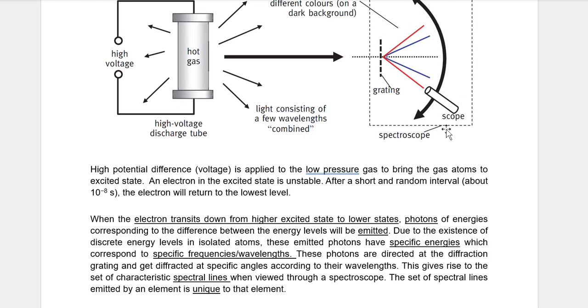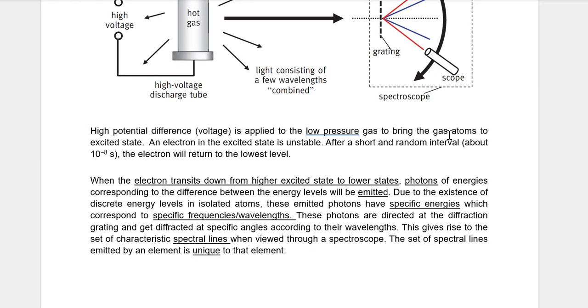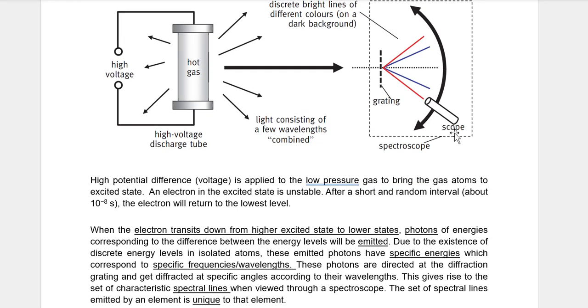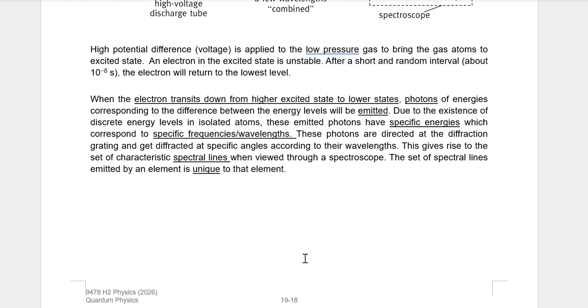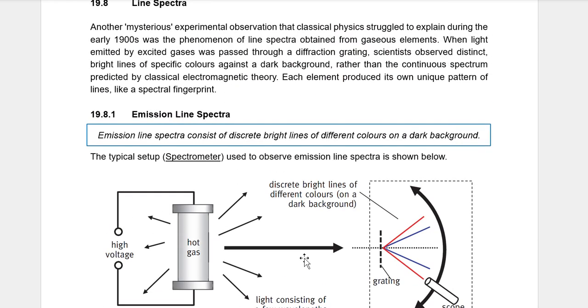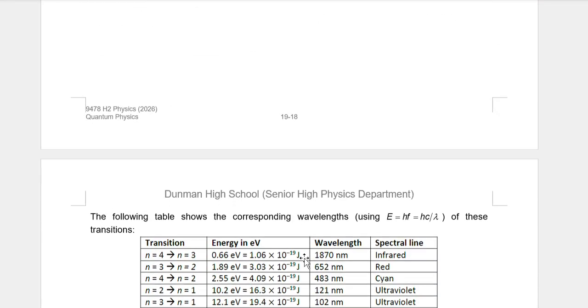In the exam, if you are ever asked to draw this type of thing, you can just draw a labelled diagram of the whole setup. You can draw things like this, then label. Something like that will do. These spectral lines emitted by an element are unique to the element. So there's emission line spectra. You need to know this.